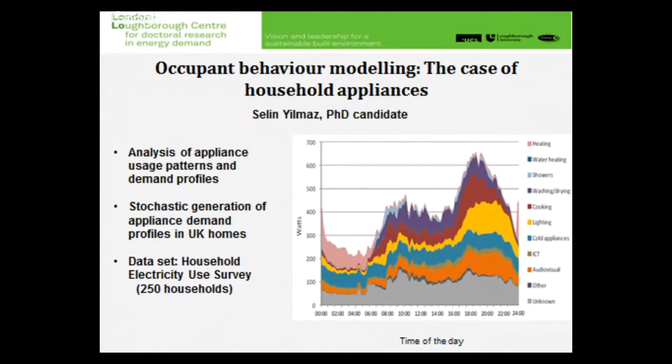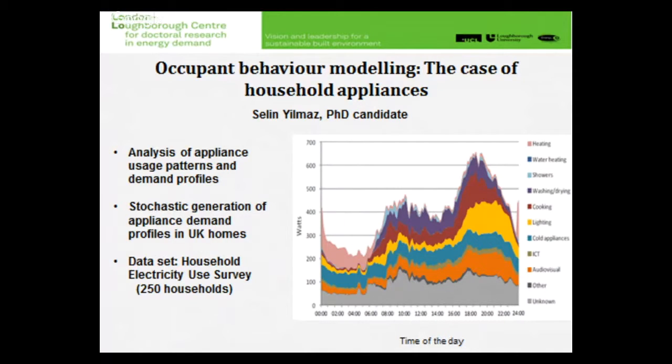Hello, my name is Celine. I'm a PhD student from the London Loughborough CDT for energy demand. As we know, in order to decompose the total load into its components, we need a thorough analysis of individual appliances. What I'm looking at is appliance usage patterns, power characteristics, and the power levels that the appliances can adopt.